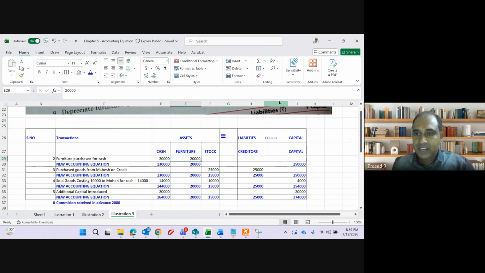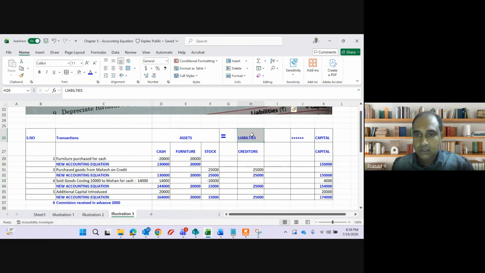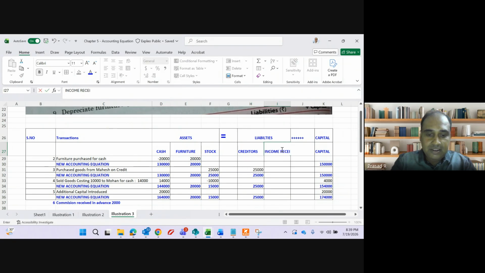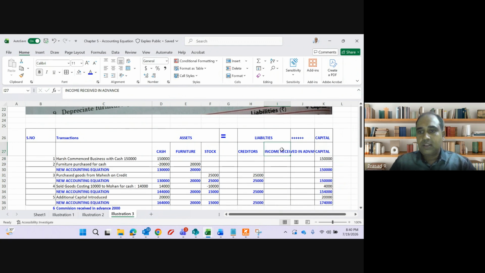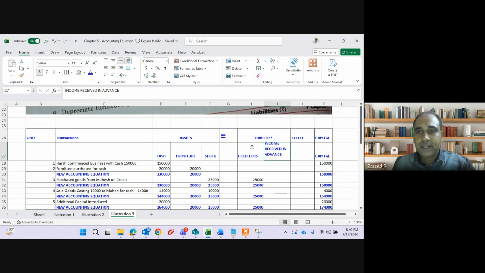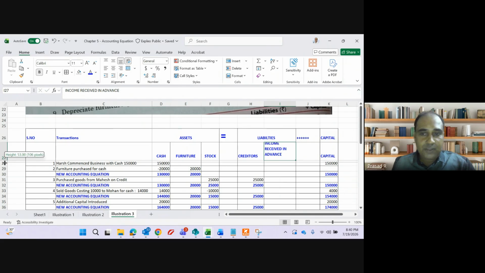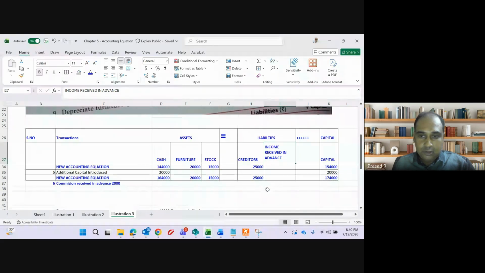So inside liability, I will introduce one more column. There are two categories of liability now. One is creditor, another is income received in advance. Income received in advance is a liability because I have not given service. That's why it is a liability. So cash will increase by 2,000 rupees and my liability will also increase by 2,000 rupees.